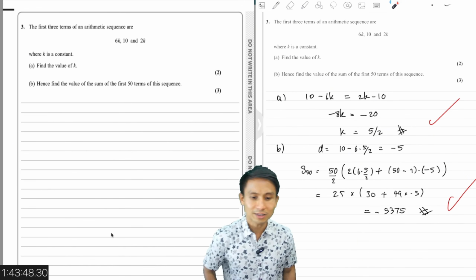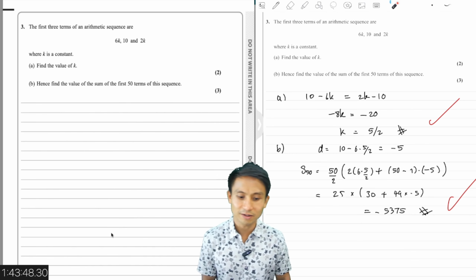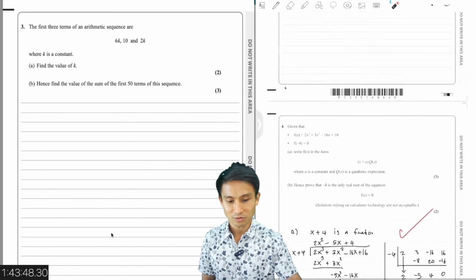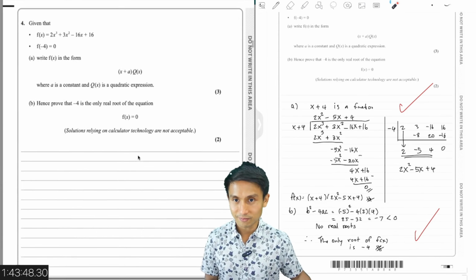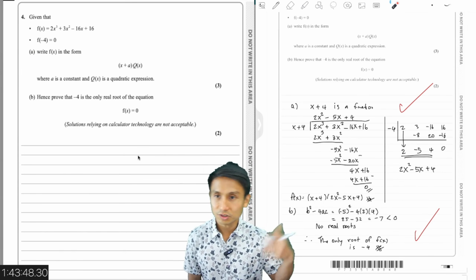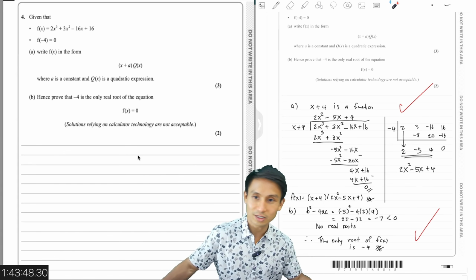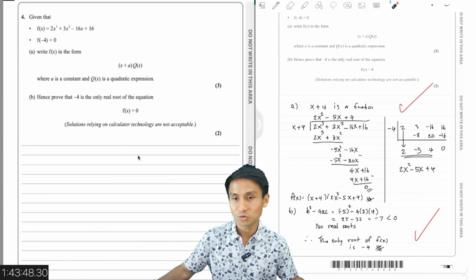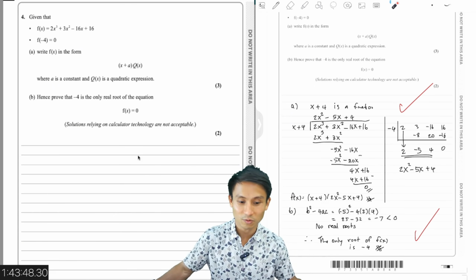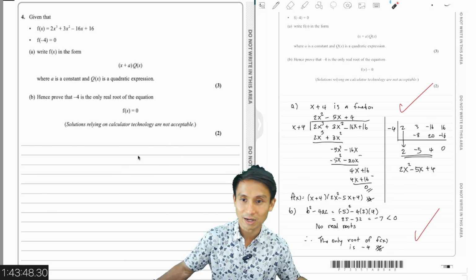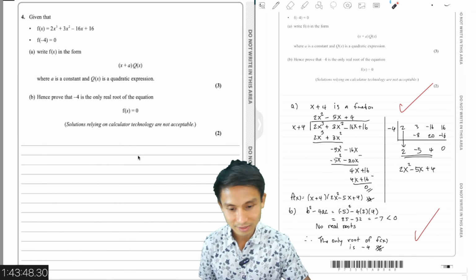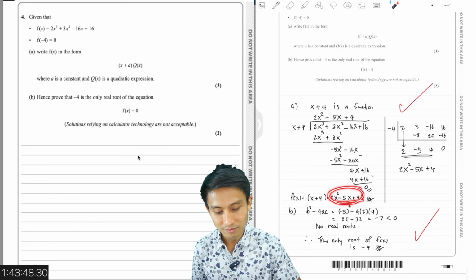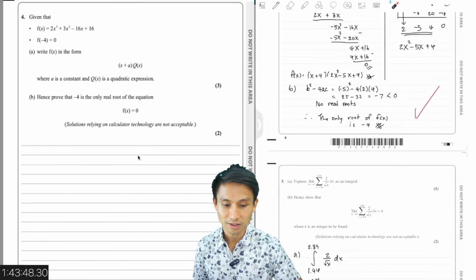Number 3, I think this should be fine. I think you guys are fine with this one, easy, nothing to talk about much. This one I showed you how to do it using short division and long division, and later on in the other question I also did comparing coefficients. So there are mainly 3 methods that you can use to get the quadratic factor here. To show that the other factor doesn't contain any roots, you just need to use the discriminant.